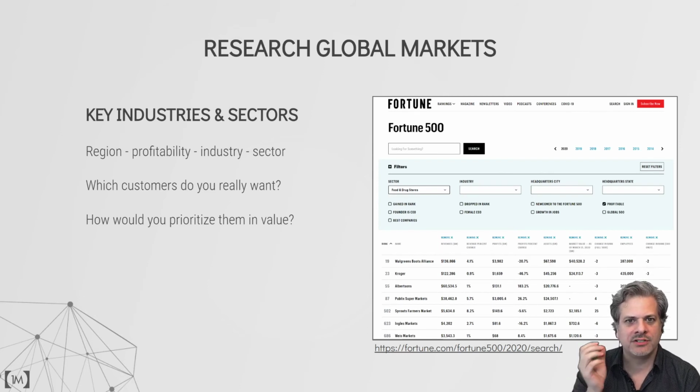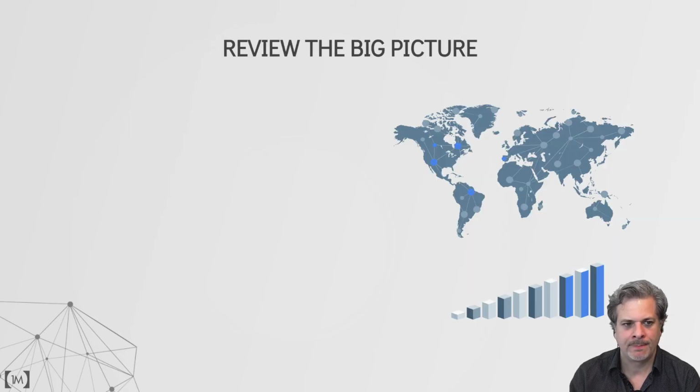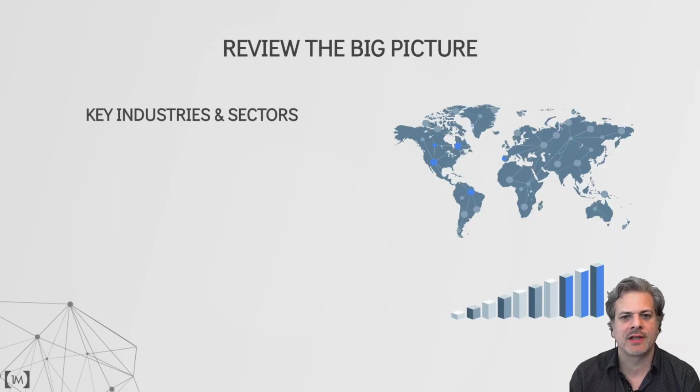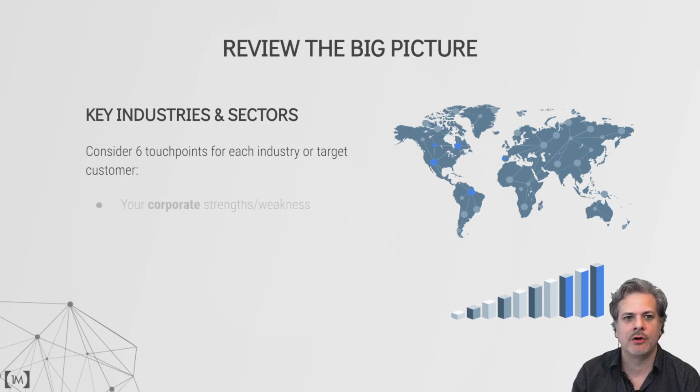But what's important to you? What makes the number 1 customer versus the number 100 customer? If you know what the difference is, then write that down. And here are a few of the ways of kind of figuring out what those are. There's 6 touch points here that I recommend you go through for each target customer that you're considering.